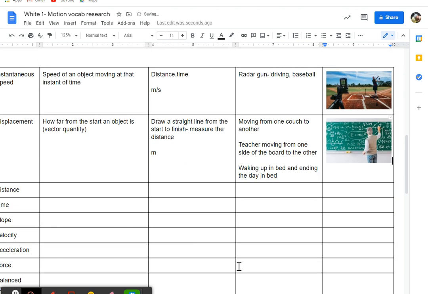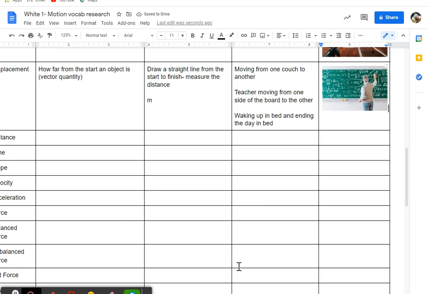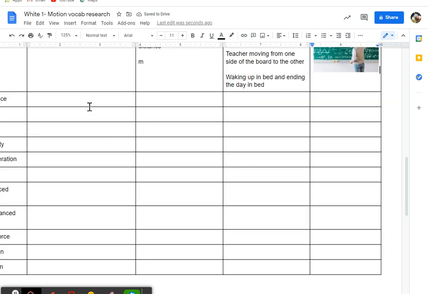All right, who has a good definition for distance? The length between one point and another. Okay, the length between one point and another. That would actually be a better one for displacement, right? Because displacement has to do with where you start and end. Your displacement definitions would probably be a better one for distance.